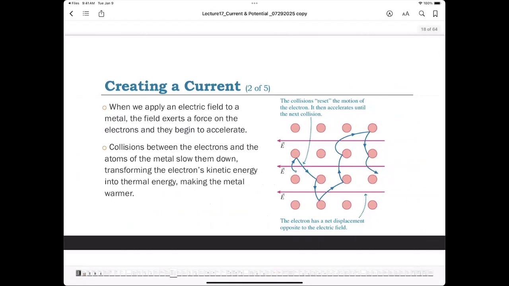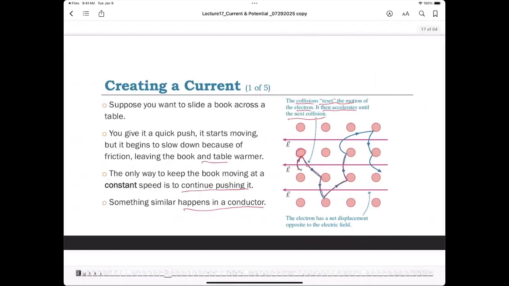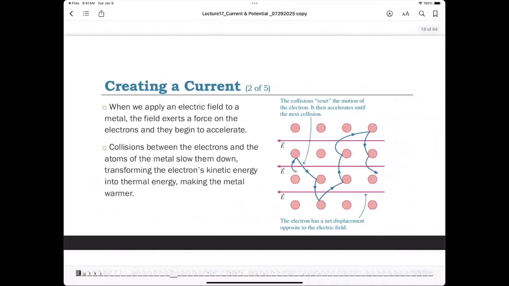Okay. When we apply an electric field to a metal, the field exerts a force on the electrons and they begin to accelerate. Like we talked about, if you want to keep the book moving, you need to push it. And if you want the electrons moving, you need to create an electric field, because this electric field can give the electron force. That makes sense to you?